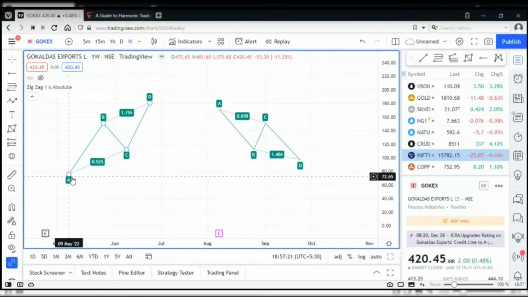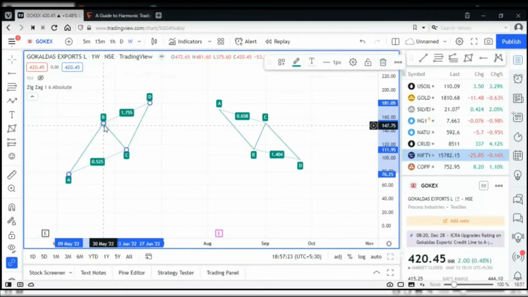See, if we draw from A to B, B to C, that means the stock is going from down to upside, and it's taking some resistance over here and falling. I mean, it's taking some pullback over here. Then this value will come 0.525, and we need to find out our D point.